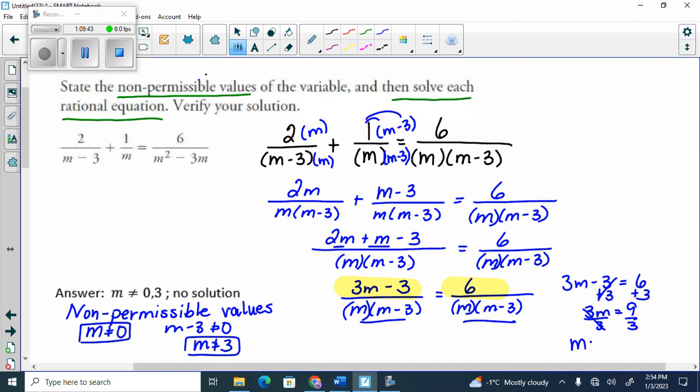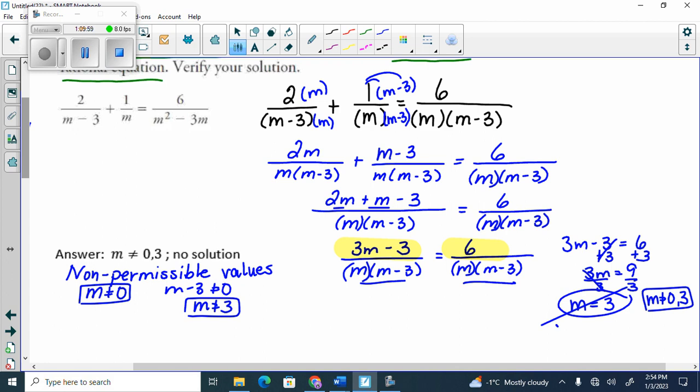m equals 3. But my non-permissible values say m can't equal 0 or 3. So that means I circle this, I put a line through it, and I say, strange. And since the only solution is extraneous, we're actually going to say no solution. That's your review for today.